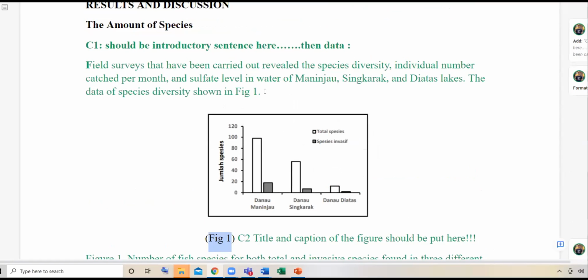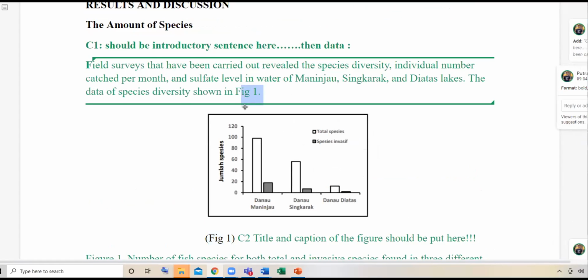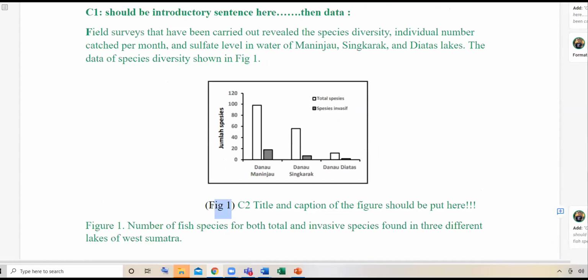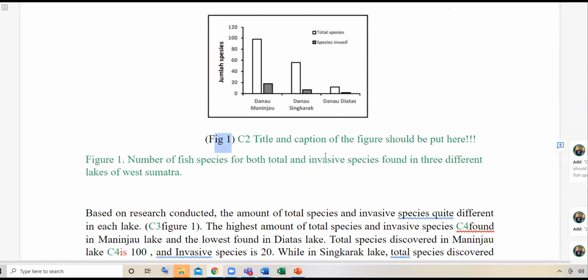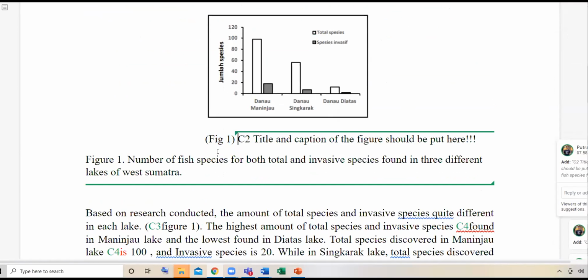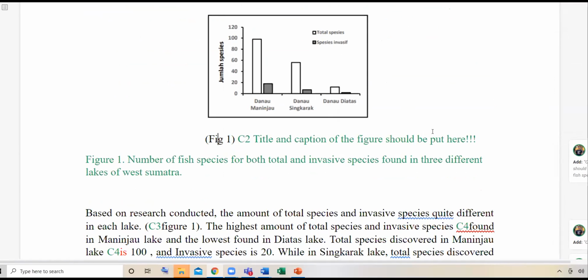And therefore, when for example you put a Figure 1 here, the readers will directly know, okay, this is Figure 1. So it will directly inform the readers. But do not just put Figure 1 with no other explanation. So please put the captions for the data. Like here, Figure 1. So I just put my sentence here: Figure 1, number of species for both total and invasive species found in 3 different lakes of West Sumatra. So do not forget to put the captions.